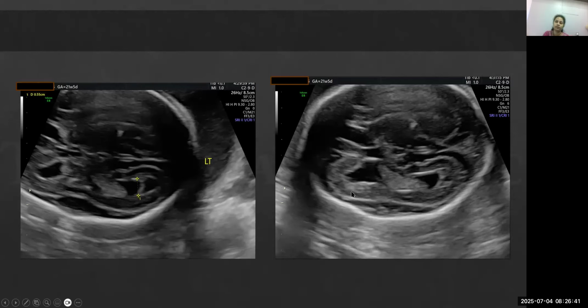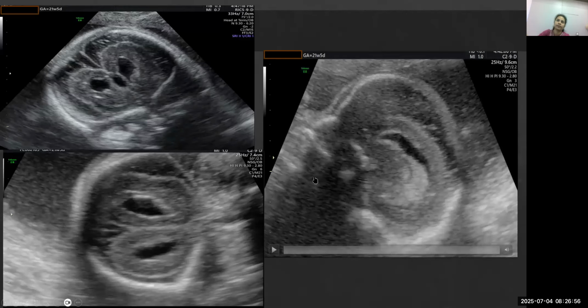Here also you can see increased echogenicity in the periventricular regions. That can be very subtle. You should be looking for it. And on further evaluation, we saw that there was calcification in the parenchymal region, and it's a shrunken cerebrum.